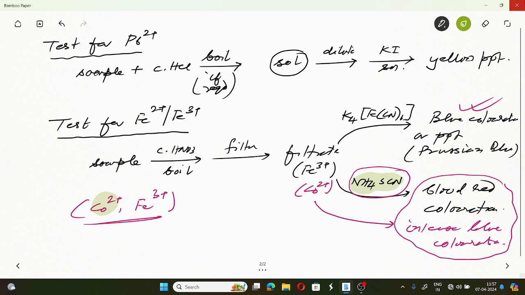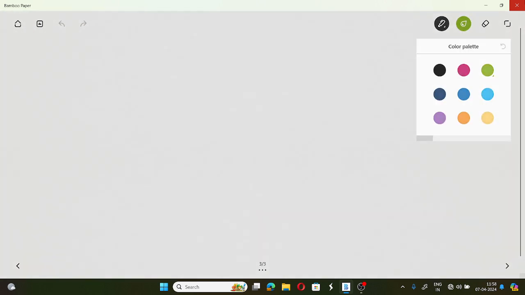Done. So this is the test for Fe3+ directly. Of course, performing group analysis is always difficult and it takes a lot of time. So if you can apply these types of tests to have some idea of what may be present, you can perform group analysis a bit faster, if required.